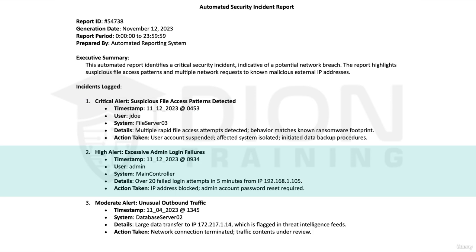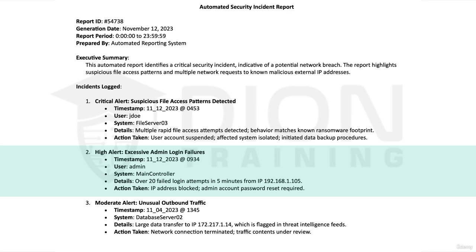Next, we had a high alert, which is an excessive admin login failures, and again, this happened on the 12th of November, and this time at 9:34 a.m. This happened on our main controller, and this happened from the admin user because it was an admin attempt to log in, and this was on the main controller, which is our domain controller for this network. We see that there was over 20 failed login attempts in just under 5 minutes from the IP address of 192.168.1.105.